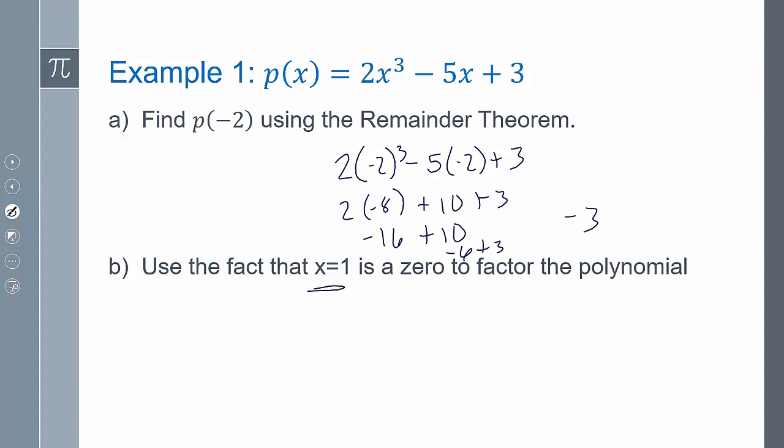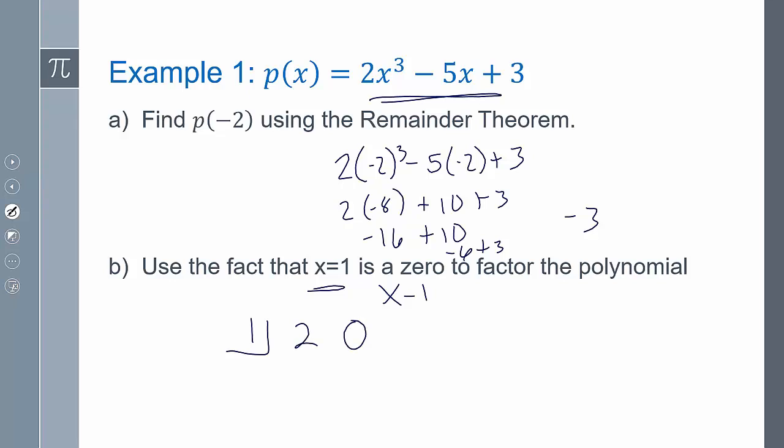So now it says use the fact that x equals 1 is a 0 to factor the polynomial. So what this is saying is, if I know that that's a 0, that means x minus your 0, x minus c, that's a factor of this polynomial. So let's go through and do it. I can divide it. So I'm going to put my 0 in the box.